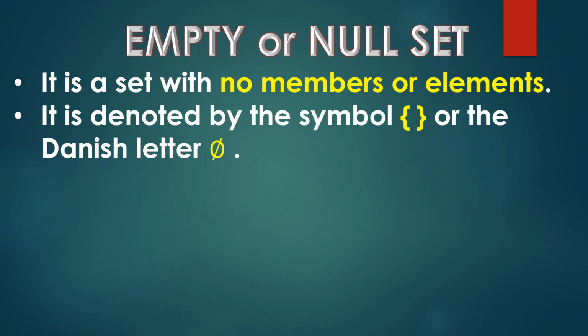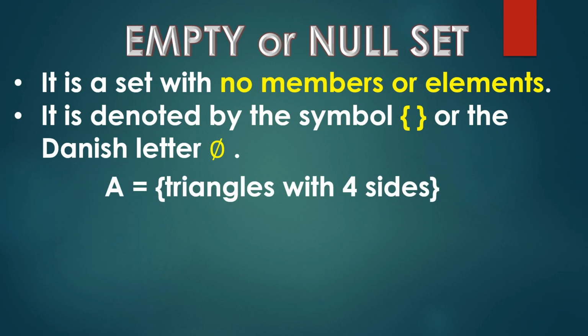Let's have some examples. A is the set of triangles with 4 sides. Triangles are shapes with 3 sides. That's why we cannot have a triangle with 4 sides. This means set A is an empty set or null set.